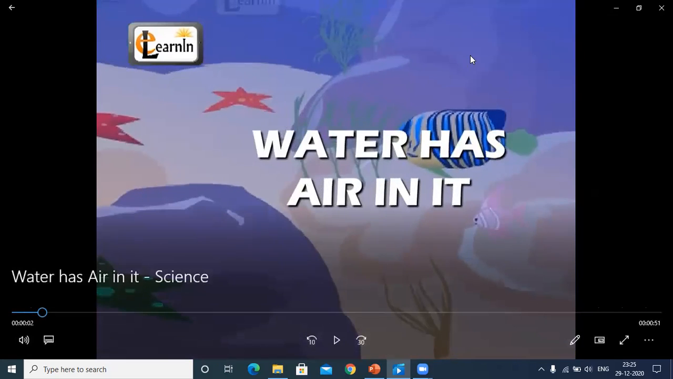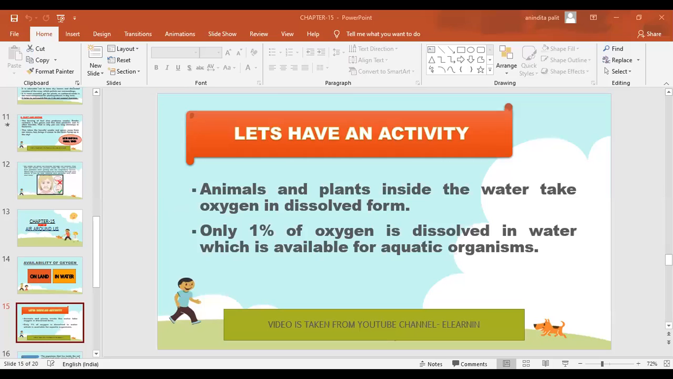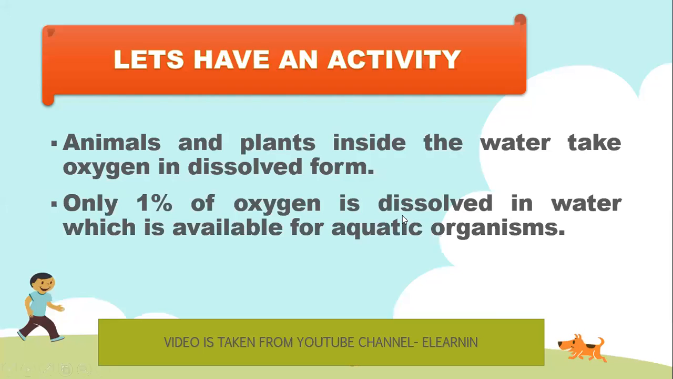Water has air. Yes, absolutely right. This oxygen is present in the water in the combined form. Because it is present in the combined form, it is available for plants and animals inside the water, and it is in the dissolved form. Only 1% of the oxygen is dissolved in water, which is available for aquatic organisms. So it is very, very important to know that the oxygen is present inside the water in this form.